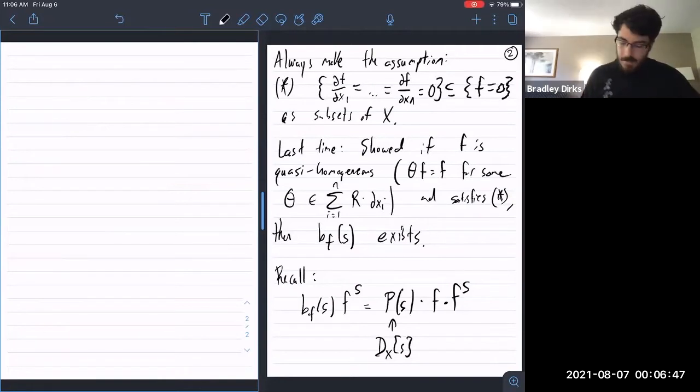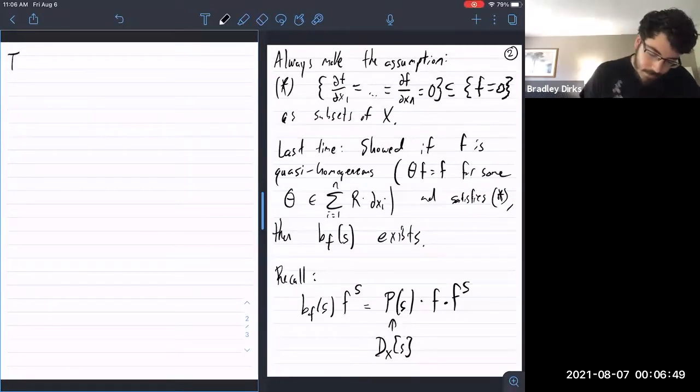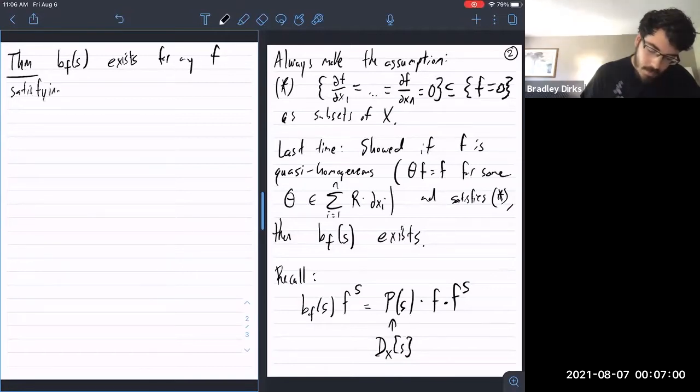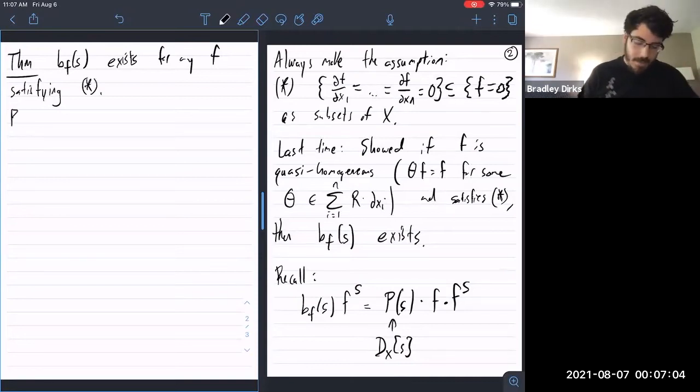Okay, so let's start with the proof of the general existence. So BF of S exists for any F satisfying star. So we keep the star assumption, but we drop the quasi-homogeneity assumption. And again, star is sort of a harmless assumption to add on to our theory.